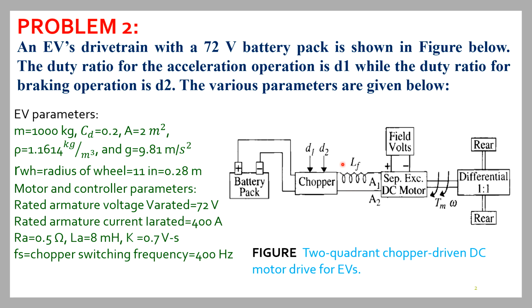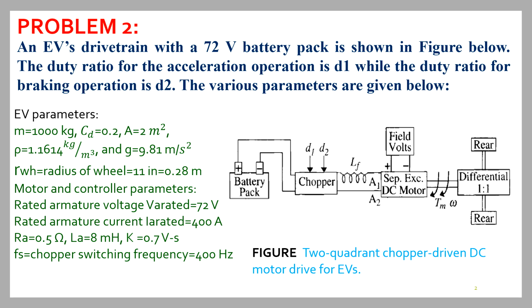To minimize the ripple in armature current, the series filter inductance LF is added, and the differential ratio or gear ratio is given as 1:1. It means the motor speed will be equal to the vehicle speed. Observe the given parameters. The wheel radius of the vehicle is 11 inch, which becomes 0.28 in meter. Motor rated voltage is 72 volts, armature rated current 400 ampere, RA 0.5 ohms, LA 8 millihenry, motor constant 0.7, and chopper switching frequency 400 hertz.